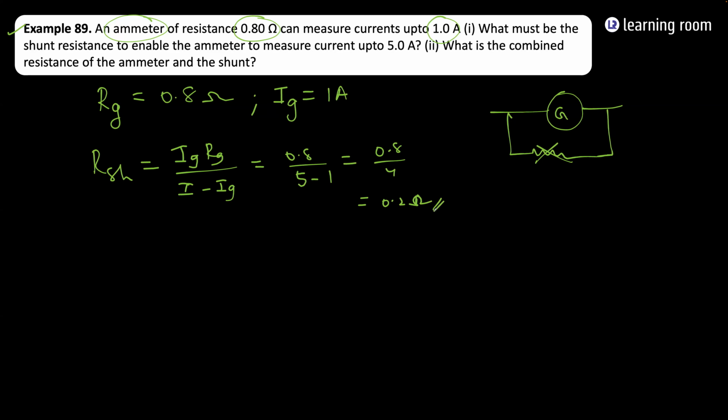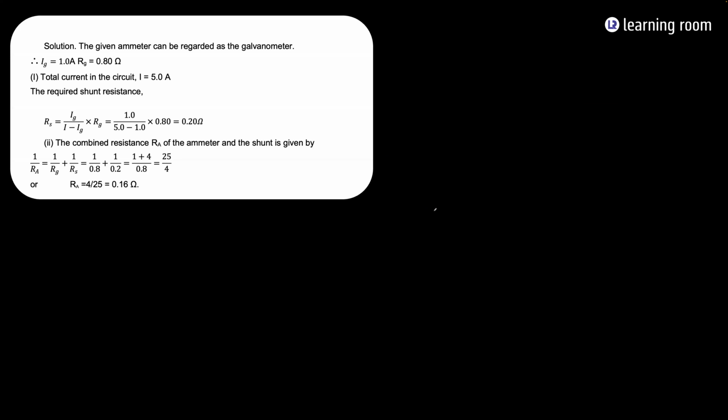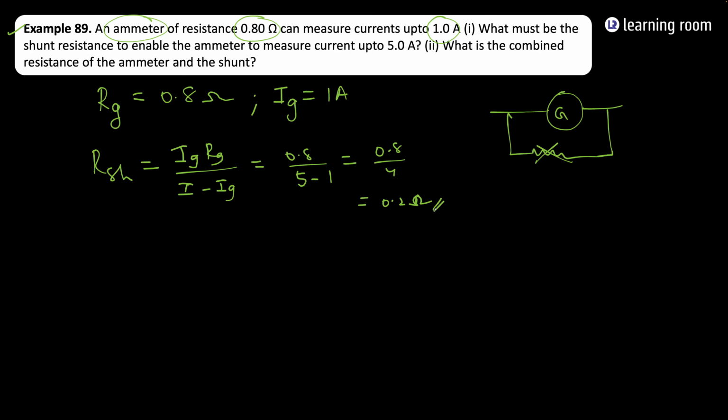So this should be the shunt resistance that we need to connect to convert it to an ammeter which can measure up to 5 ampere. So what is the combined resistance of the ammeter and the shunt? 1.6. Every one varum 0.8 plus 0.2, which will be 1. Let me check if that is right. But 0.16 is given. Which one? Sorry.